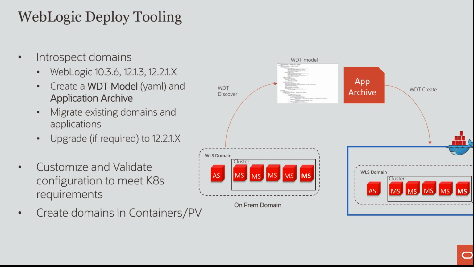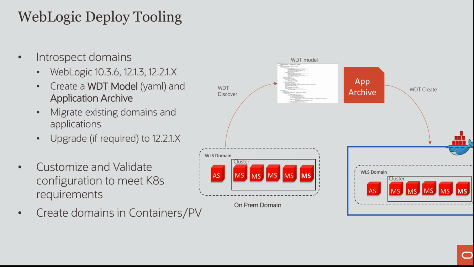The first tool that I'm going to be talking about, which is part of our CI/CD deployment, is the WebLogic Deploy tool. The WebLogic Deploy tool can be used to introspect an on-premise domain. The versions of WebLogic that it can introspect go all the way back to 10.3.6, 12.1.3, or it can be a 12.2.1 domain. When it does that introspection, it will create two files.